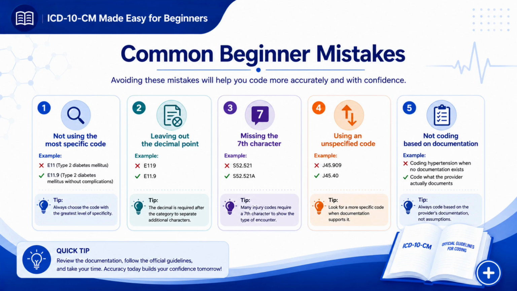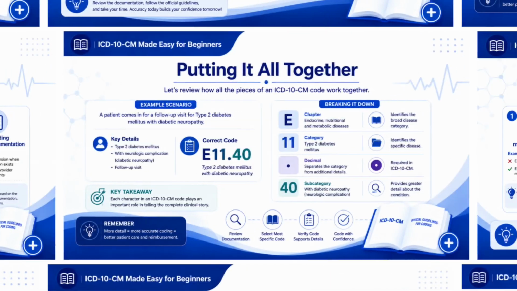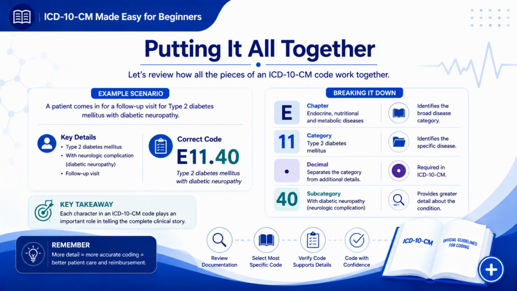As you begin learning ICD-10-CM coding, it's normal to make a few common mistakes. These include forgetting the decimal, using incomplete codes, or guessing instead of following the provider's documentation. Remember, accurate coding starts with careful review of the medical record and selecting the most specific code supported by the documentation. Let's apply what we've learned with a real-life example.